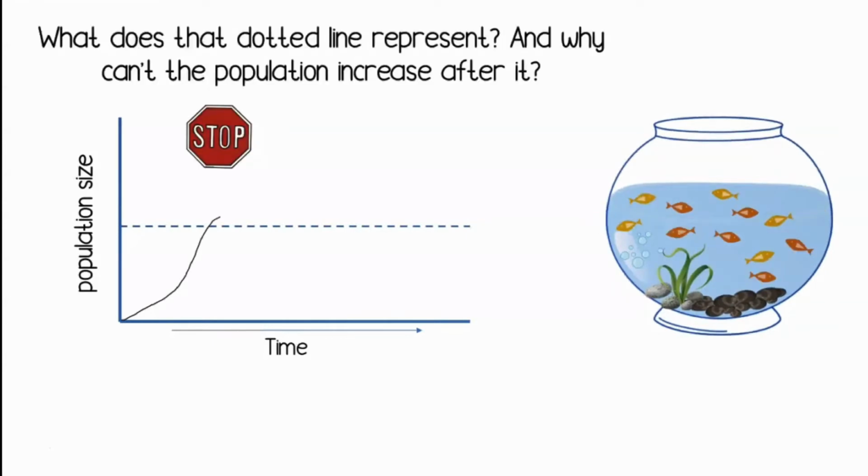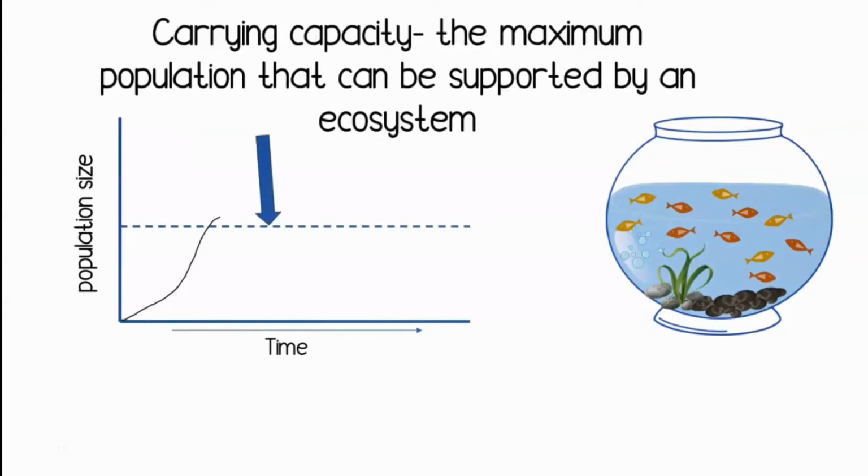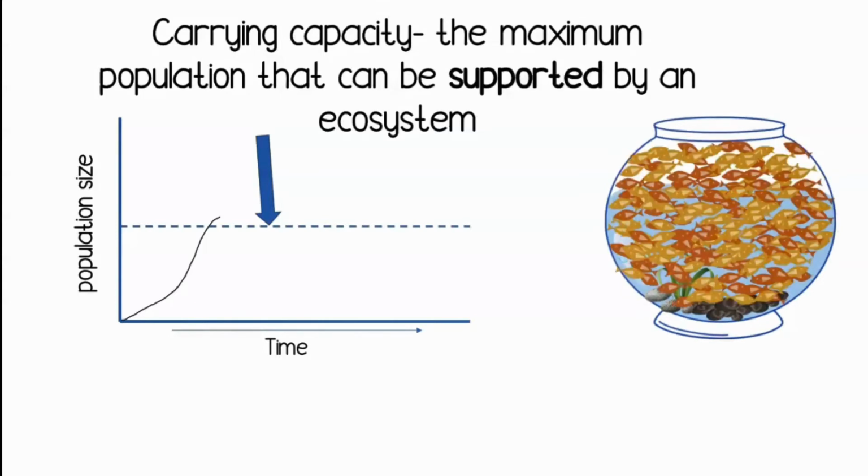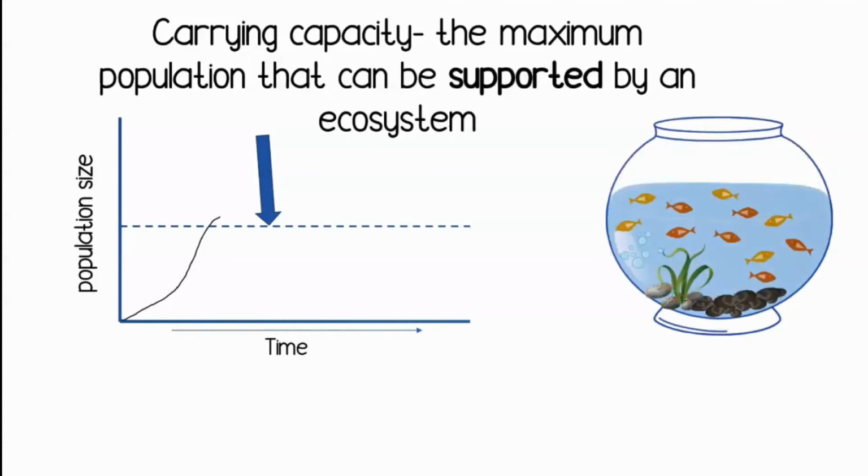What does that dotted line represent? And why can't the population increase after it? The dotted line represents the carrying capacity of the fishbowl ecosystem. The carrying capacity is the maximum population that can be supported by an ecosystem. Notice that we say support, not fit or hold. We could fit a lot of fish in the fishbowl, but we can only support a certain number of individuals.